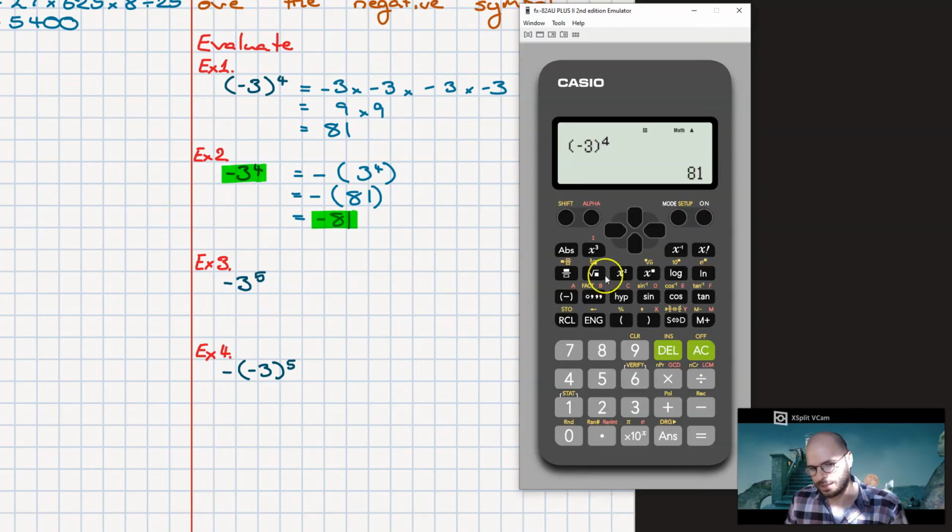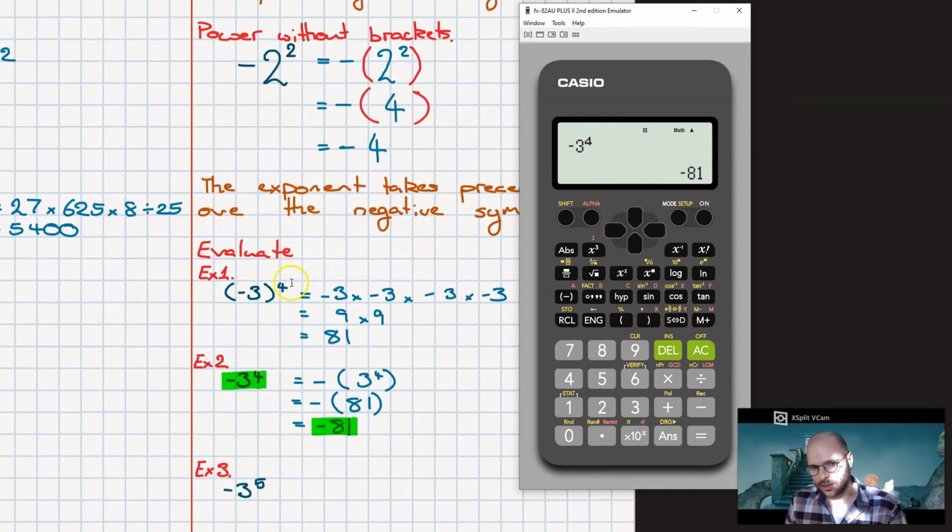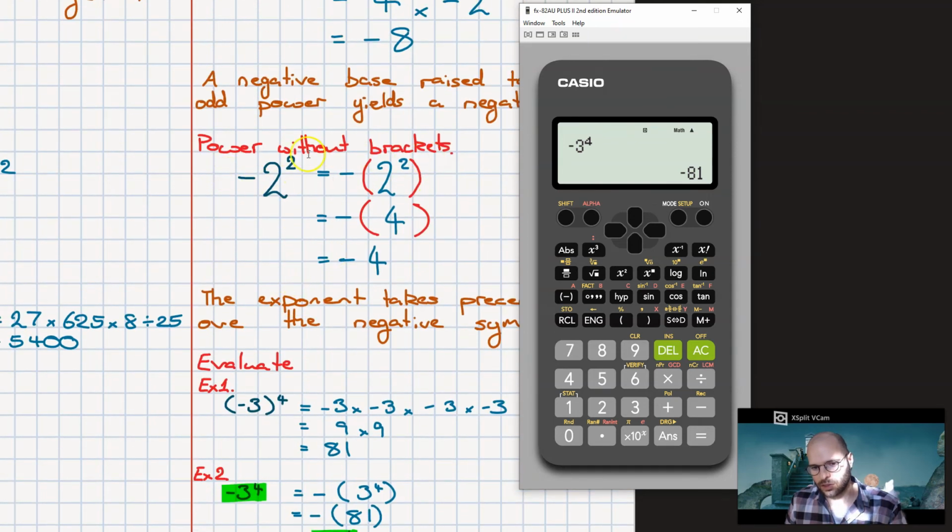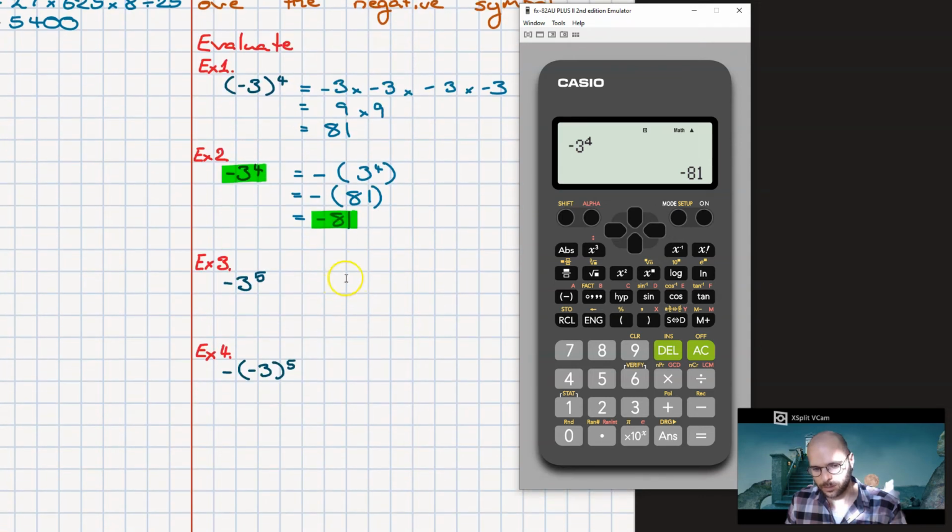Now throwing that in the calculator just to verify, we'll go -3 to the power of 4, and lo and behold, it's going to come out as -81. Even though there's a positive index here, we're looking at the case where there's no brackets around it, so it comes out as a negative still.